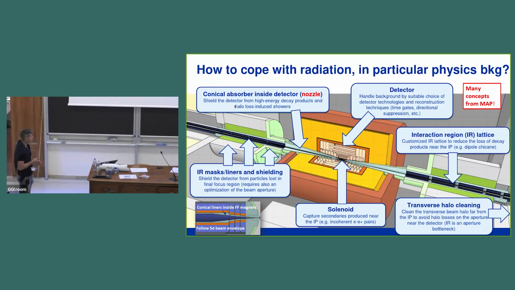We might need a transverse halo cleaning system. This means we want a system which removes halo particles far away from the interaction point, such that they're not lost close to the interaction point. What also helps is the detector solenoid, because, as I will mention in the end, for example, the incoherent pairs are influenced by the detector solenoid in their trajectories. And this can help prevent them from reaching the inner trackers, for example.